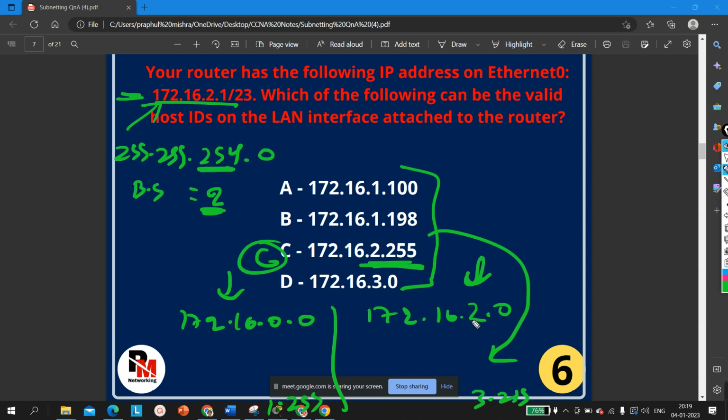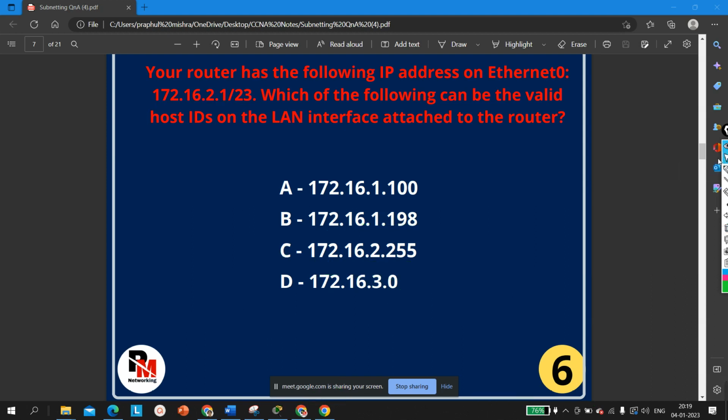See, the IP addresses 2.1 to 2.255, then 3.12, 3.254, then 3.255. Then the next network will be 4.0, right? So option C is okay, Prathan? No, did not understand.